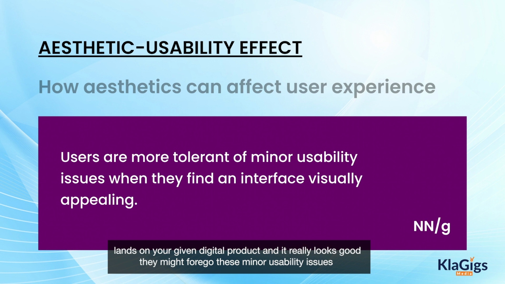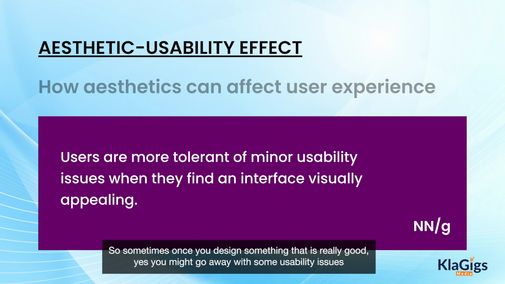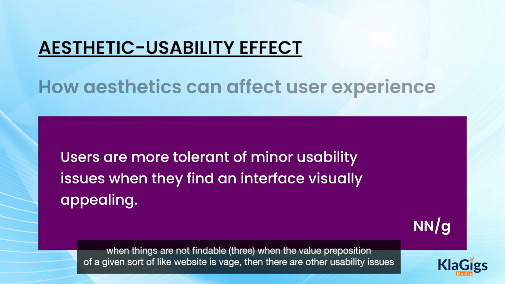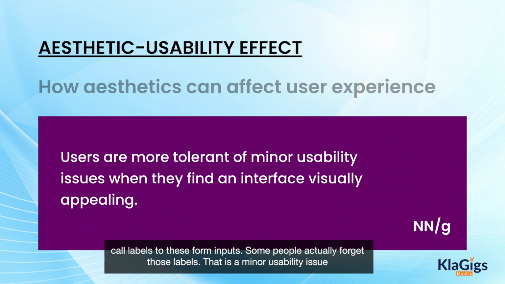So if someone lands on your given digital product and it really looks good, they might forgo minor usability issues when they find an interface visually appealing. Sometimes once we design something really good, yes, you might get away with some usability issues. Usability issues include: one, having a navigation that is confusing; two, poor discoverability, when things are not findable; three, when the value proposition of a website is vague. The list continues. But if they are minor, for example you've forgotten to add labels to form inputs, which some people actually forget, that is a minor usability issue.